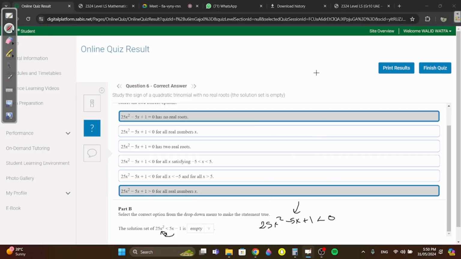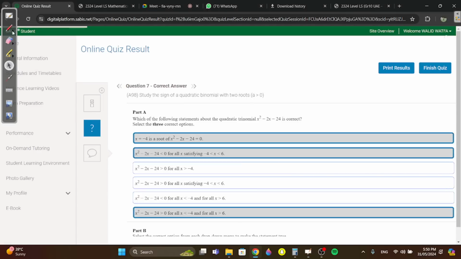Okay, and did we say that our equation ever touches the x, ever touches 0? No. Did we say it was ever negative? No, we said it's always positive. So the solution set for this is empty. Okay, just say no solution or empty solution or empty set or whatever. You'll get a mark. Just giving you ideas for the written.